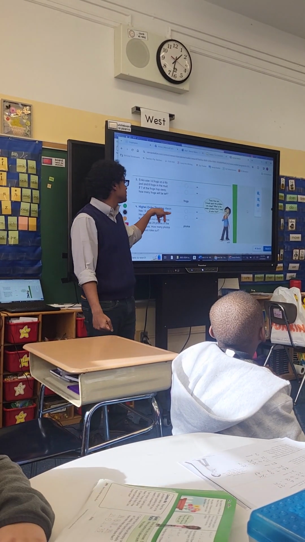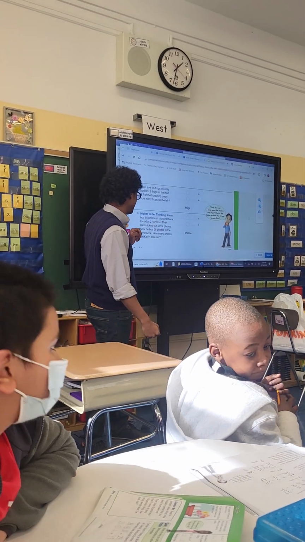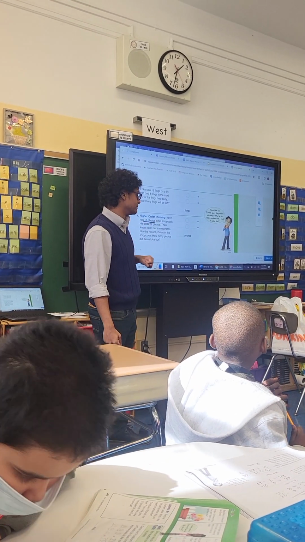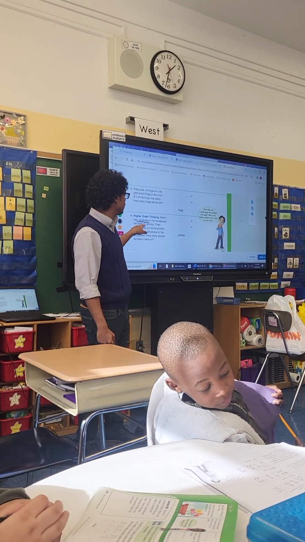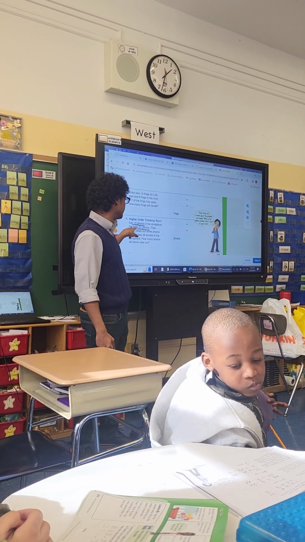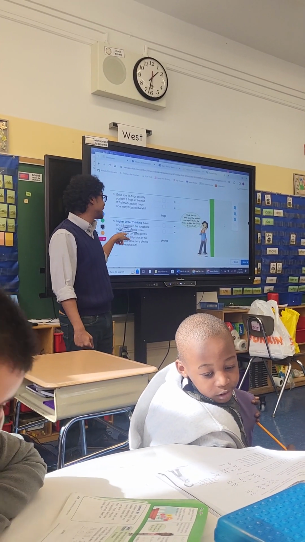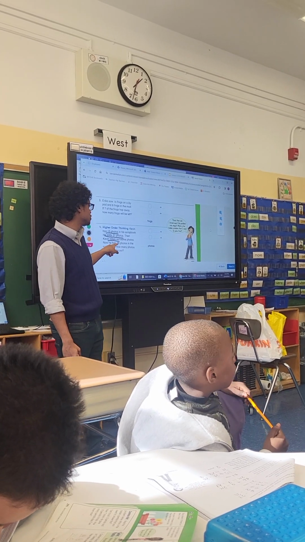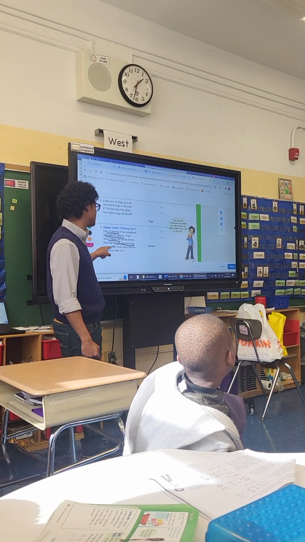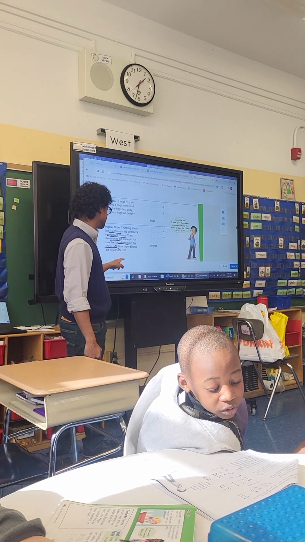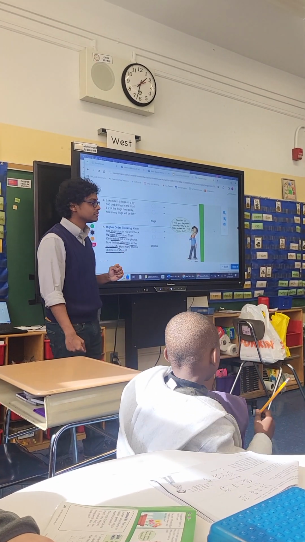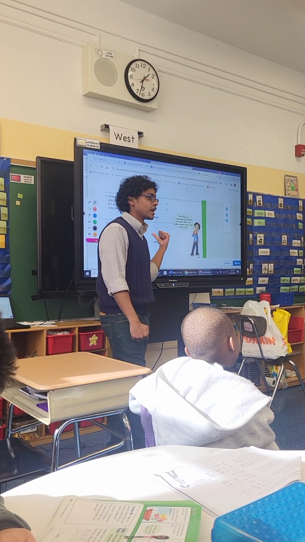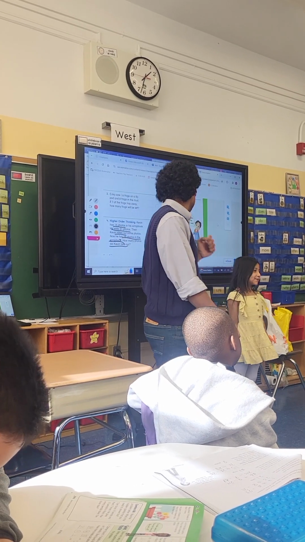So, I'm going to read number 4. Kevin has 15 photos in his scrapbook. I'll help you guys out a little bit. He adds 21 photos. Ooh, we have a big keyword right there. Then Kevin takes out some photos. Now he has 28 photos in the scrapbook. How many photos did Kevin take out? Girls, let's see what you got.